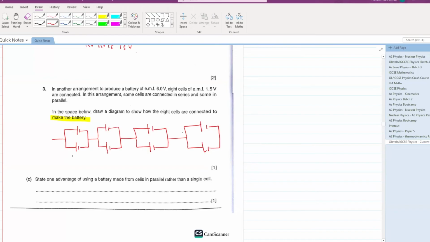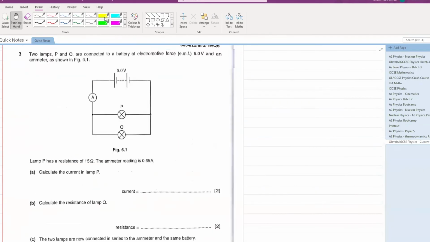Overall, this first connection has a voltage of 1.5 volts. This also has 1.5 volts. This also has 1.5 volts. This also has 1.5 volts. Collectively, they give out 6 volts. Suggest one advantage of using a battery made from cells in parallel than a single cell. It lasts longer. Simple.